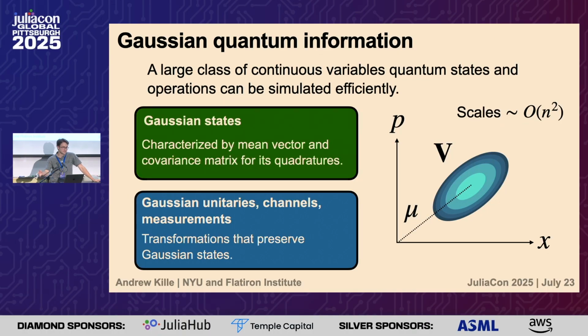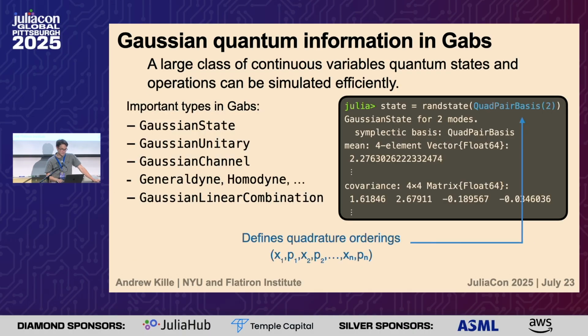And just to give some examples of these different states and operations, so Gaussian states, there's coherent states, there's bosonic thermal states, there's single mode and two mode squeezed states, and then some Gaussian unitaries are like squeezing and displacement operations and phase shift and beam splitter operations. So that's kind of the regime in which Gabs works in.